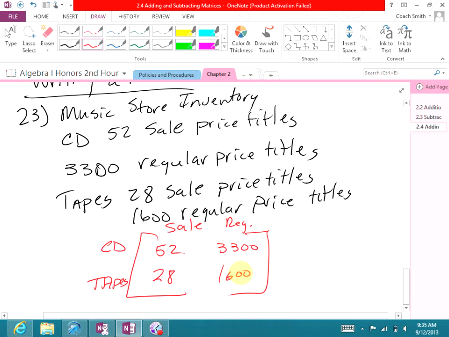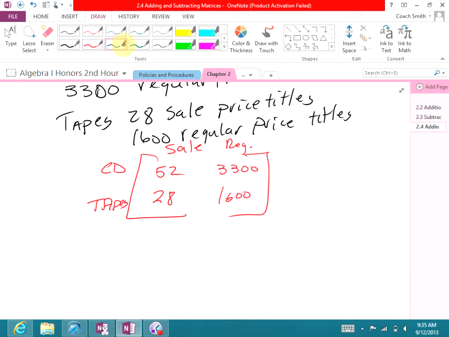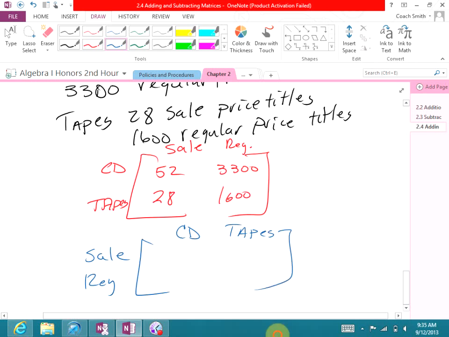Okay? So that's one way that you could do it. You could also set it up this way. You could set it up as sale and regular, and then on top you could have CDs and tapes. If you did it that way, then it would look like this: 52, 3,300, and 28, and 1,600.